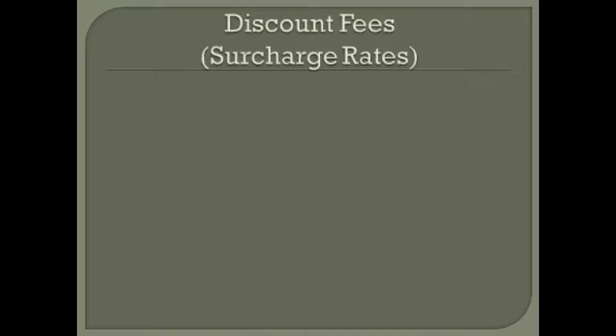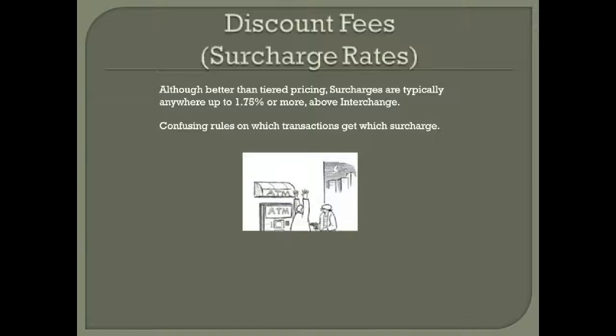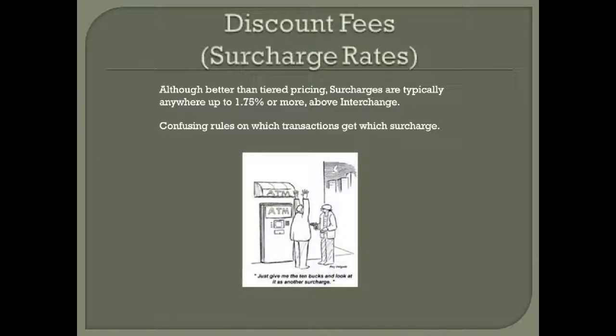Surcharging is a method of adding a percentage increase to interchange based on categories of merchant type and type of transaction. By determining the surcharge based on these categories, processors are able to assign fees based on risk to the processor. Although better than tiered pricing, surcharges can add up to 1.75% or more to interchange rates.